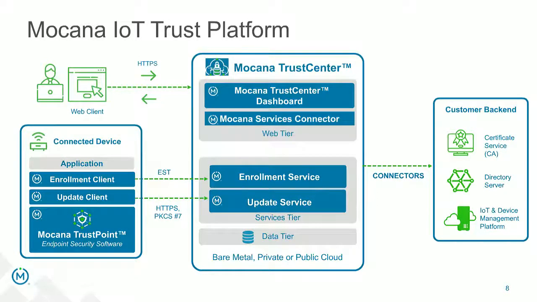So, and then we have these two clients. Those are Mocana clients, the enrollment and update client. So that's all sitting on a device, and that can be a gateway, a real endpoint device, a PLC, an IoT device, right? And then that communicates to TrustCenter, and TrustCenter sits in a server, typically in a data center, private or public cloud, but TrustCenter is the management services platform that can handle and automate enrollment and update.